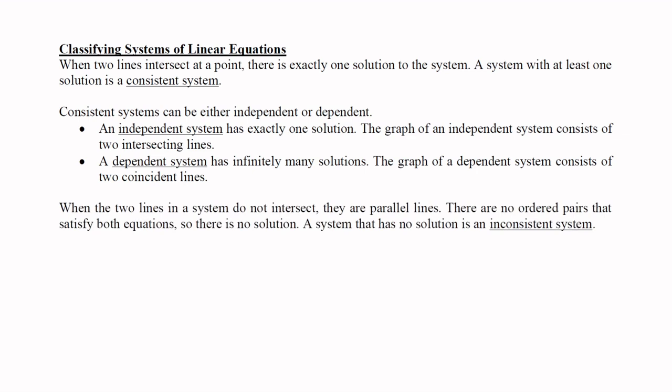When the two lines in a system do not intersect, they are parallel lines. There are no ordered pairs that satisfy both equations, so there is no solution. A system that has no solution is an inconsistent system.